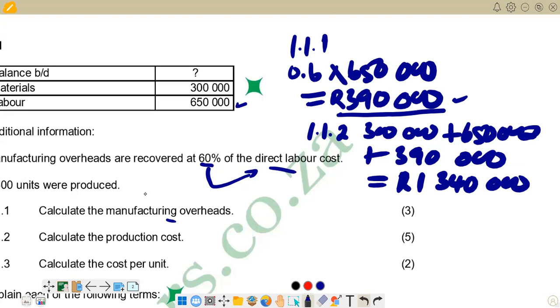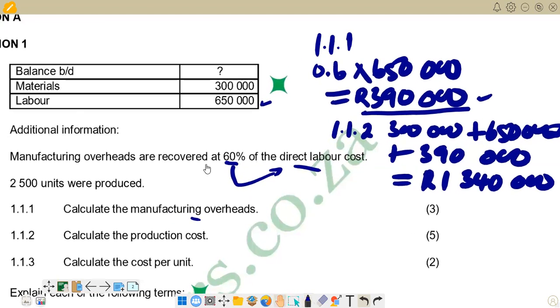And then the last part that we have is saying calculate the cost per unit. Remember, we are given the number of units there. We can recheck to see the number of units that we have. We have 2,500 units, and we found that our production cost total is 1,340,000. So basically, we are dividing this figure by 2,500 units so that we can see the cost per unit.